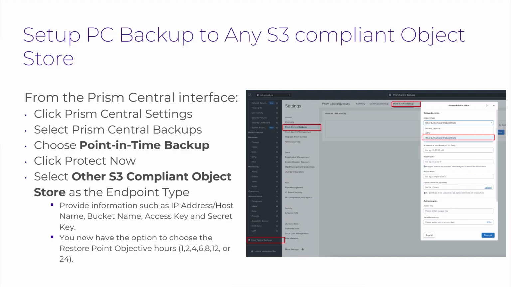All you have to do from there is provide the usual S3 details, things like the IP or host name, region and bucket name, upload a certificate, and select the desired recovery point objective. And that's pretty much it. It's a very straightforward process.